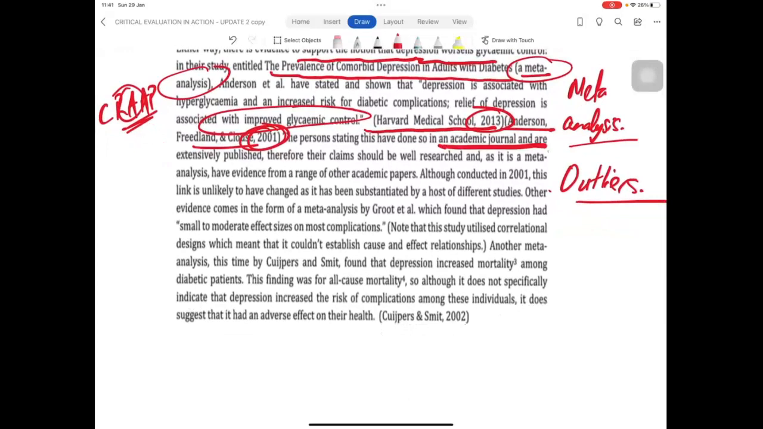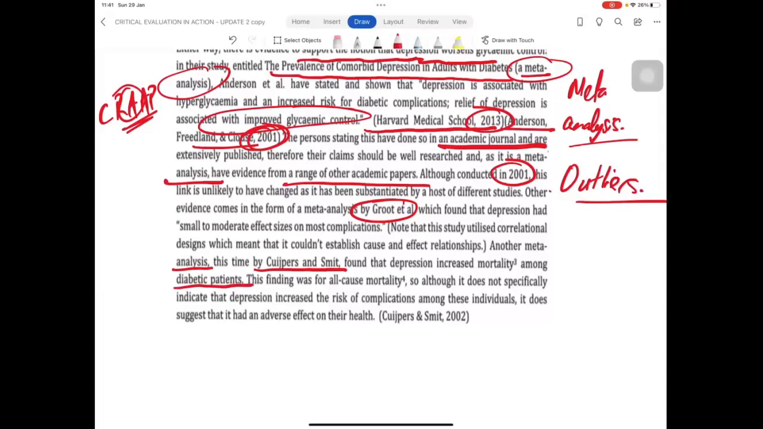It points out that it's from a very reputable medical journal and that it's a meta-analysis, and that there's evidence from other academic papers. All of this adds credibility to it, okay? It says, although studied in 2001, it shows that this has been repeated later. Notice here it has Groot et al. Then it says another meta-analysis by these two researchers here found that depression increased mortality among diabetic patients.